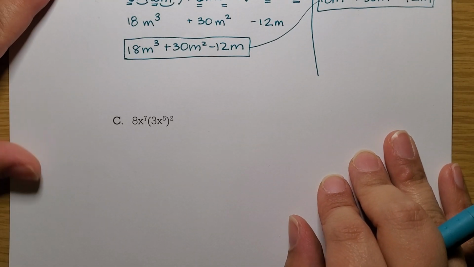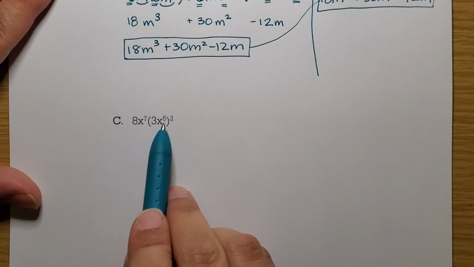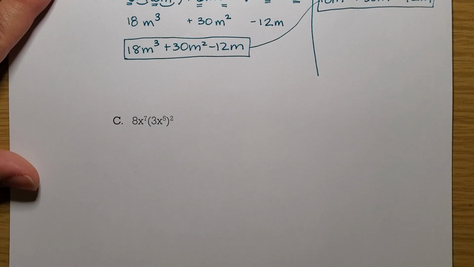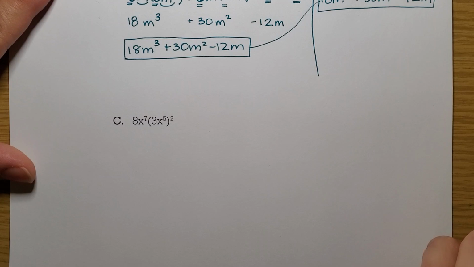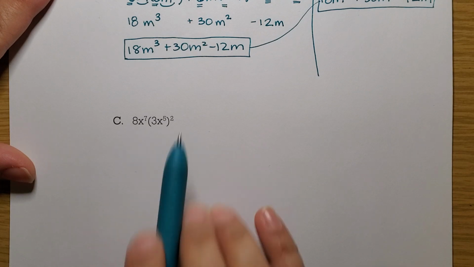Let's do one more example together. I've got 8x to the 7th times 3x to the 5th squared. Okay, so the thing I notice about this one, there's no adding or subtracting. So that means no distribution, no combining your like terms. You are just multiplying stuff.